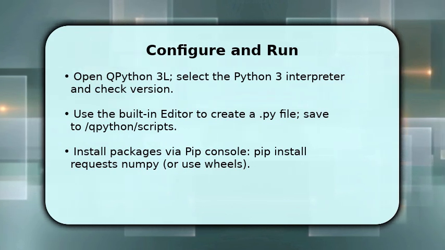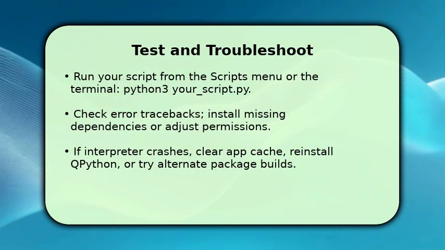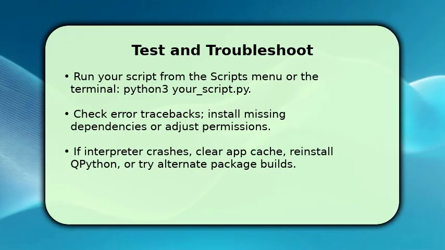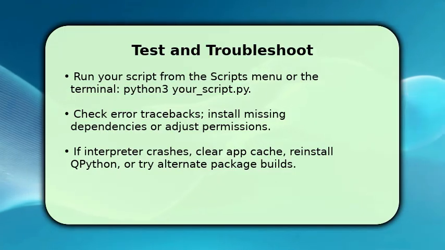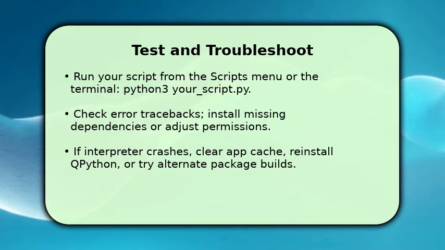You finish by running a small test script to verify behavior. Open the scripts menu or terminal and run python3 your_script.py. If you see errors, read the traceback to identify missing modules or permission issues, then pip install the dependency or grant the needed permission and try again.